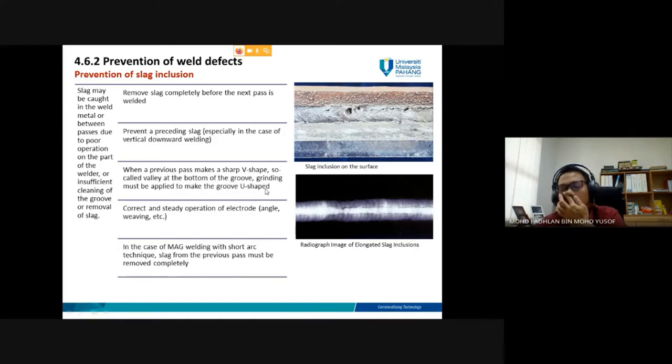Okay, so to prevent this, we should remove slag completely before the next pass is welded, and also when a previous pass makes a sharp V shape, so-called valley at the bottom of the groove, grinding method must be applied to make the groove U shape. Yang ni method back gouging yang kita pernah belajar sebelum ni lah. And then correct and steady operation of electrode is needed. Okay, in the case of MAG welding with short arc technique, slag from the previous pass must be removed completely before we start another pass.